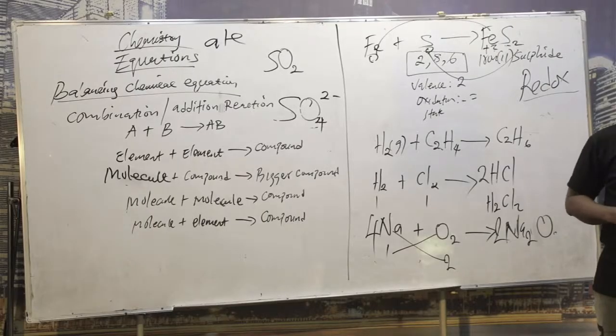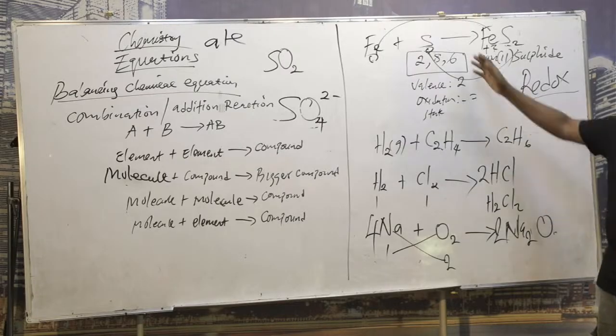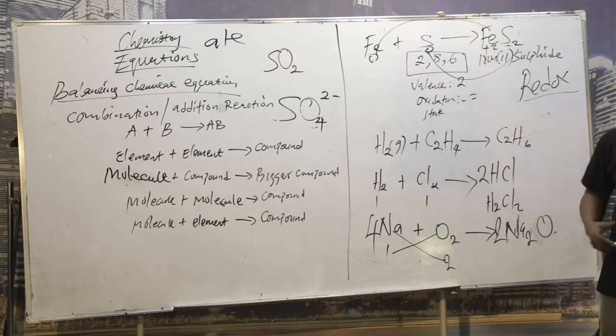Now see, the reaction is such that iron increased and sulfur decreased. It's not in all reactions that you see a decrease and an increase. But when you see a reaction with an increase and a decrease, that means the reaction is redox. All reactions like this are redox. All of them here are redox. How do you know it's redox?